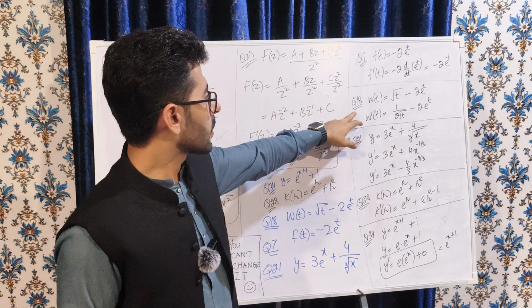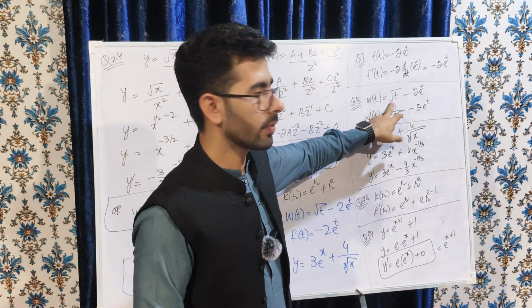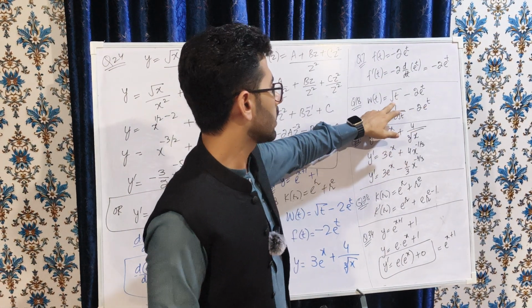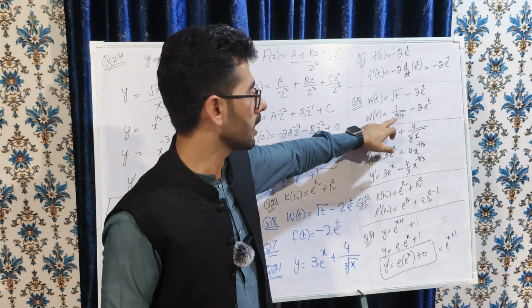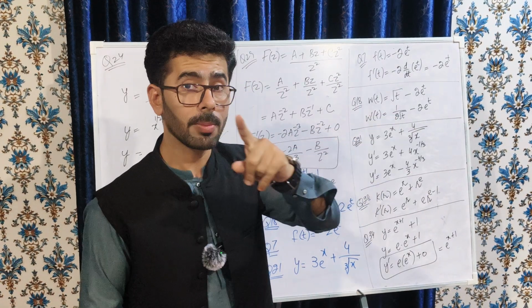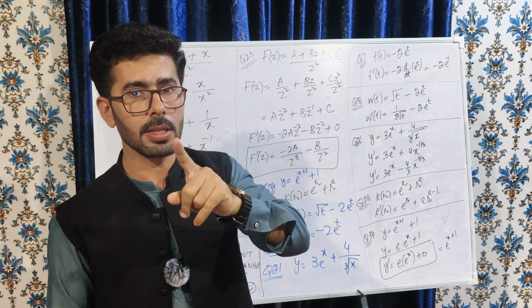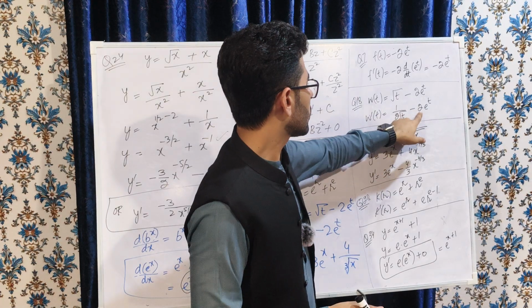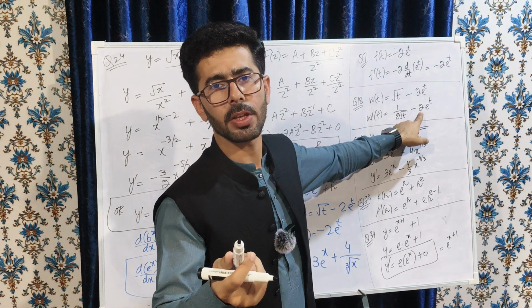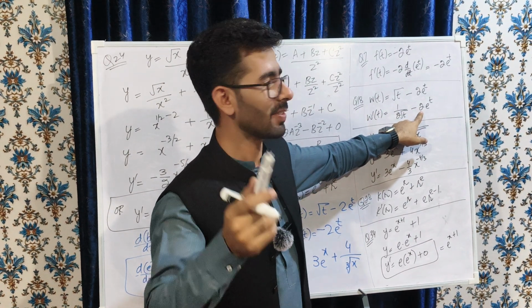Then we have question 18. W of t is the square root of t minus 2 times e power t. The derivative of square root of t is 1 upon 2 square root of t. I hope you remember it. If you don't, just go memorize it. Minus, we keep 2 the same. The derivative of e power t will be, yes, e power t, the same.